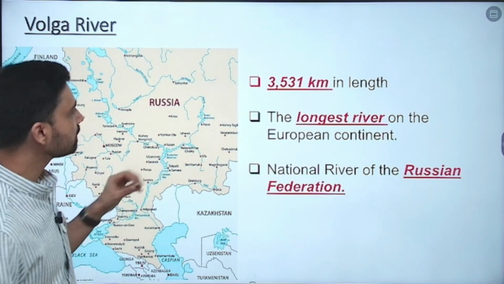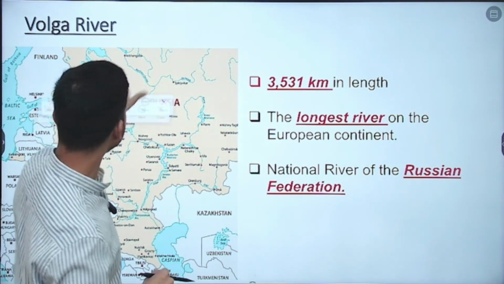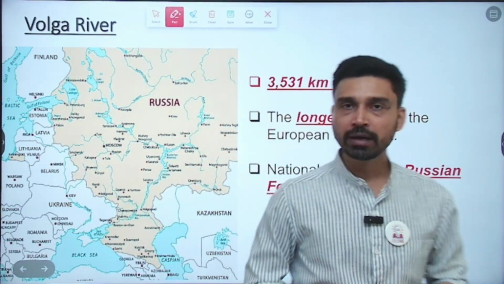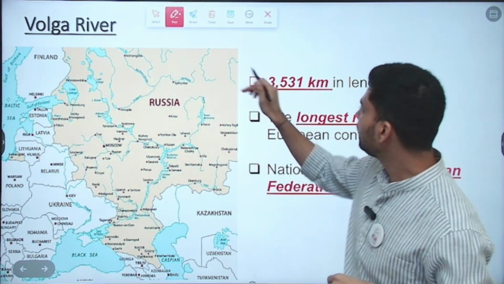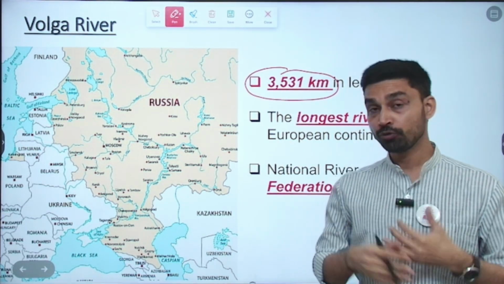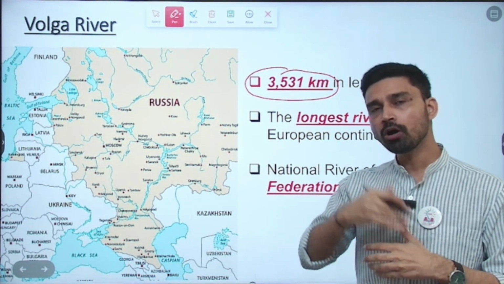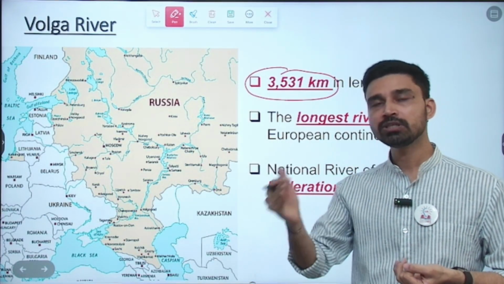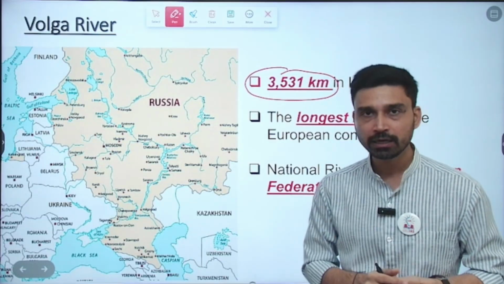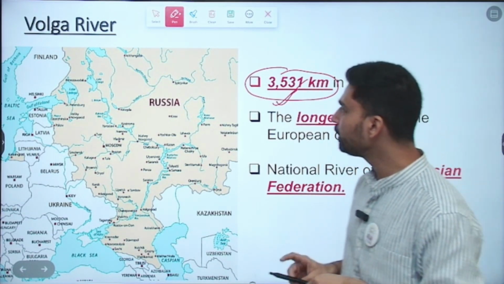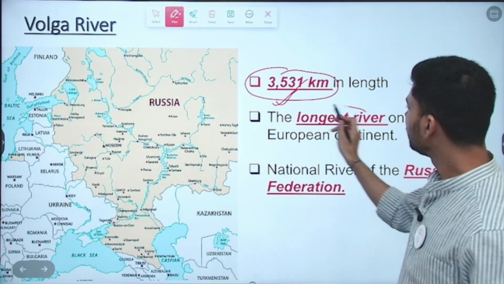Now, if you look at some of the important rivers that we have in the European continent, the longest river of entire Europe is referred to as Volga river. Volga's length is about 3,531 kilometers. So if you compare, it is longer than all three rivers that we have in Himalayas, Indus, Ganga and Brahmaputra. The longest of these three is Brahmaputra with 3,180 kilometers. So it is even longer than Brahmaputra, 3,531 kilometers. The Volga river is the longest river.